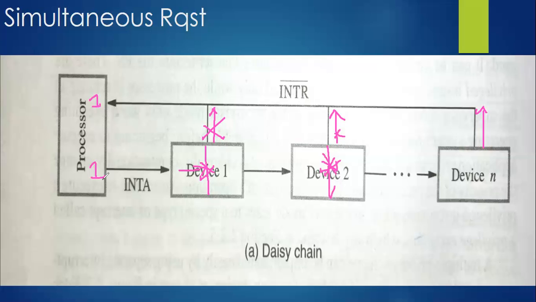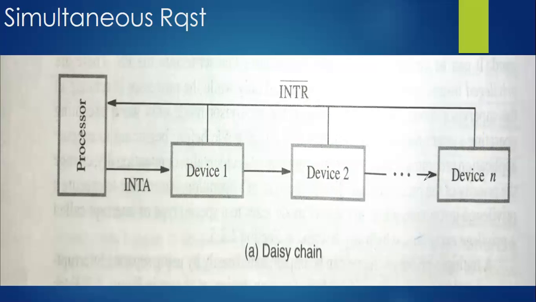Then one acknowledgement will be raised. The acknowledgement travels to device 1, which will not block it and will let it pass. Device 2 will also let the acknowledgement pass to device n. Finally, the acknowledgement is received by device n. Again, it will introduce itself to the processor by sending its address along with the starting address of the routine. This is how a simultaneous interrupt request can be sorted out when we use a common interrupt request line and a common acknowledgement line.